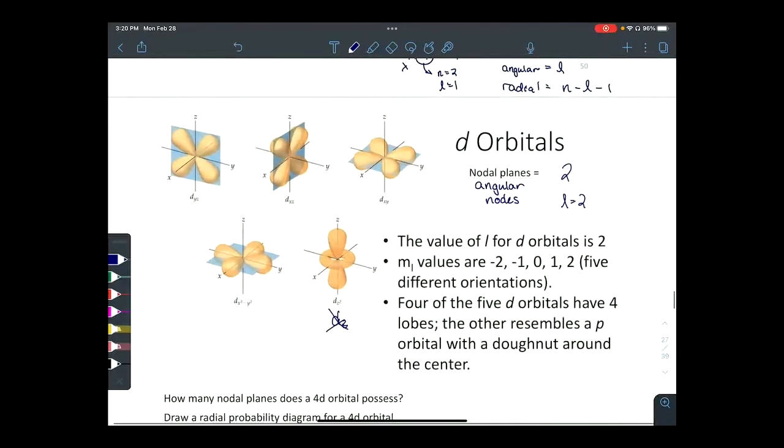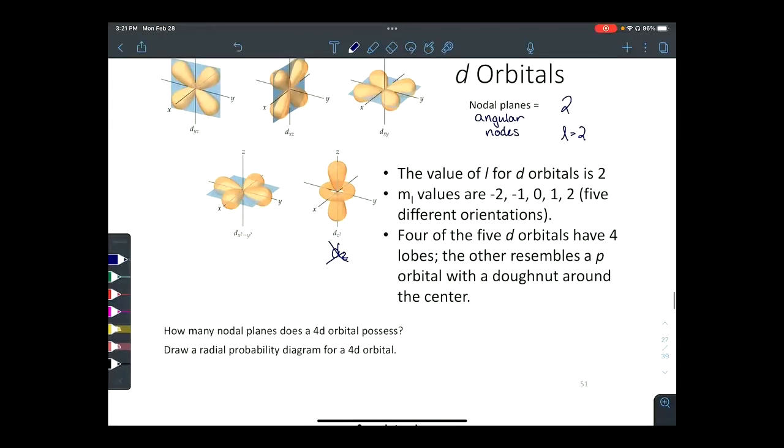All right, so 5 different orientations that we see there. Why are there 5 different orientations? Can you have an ML value of 5? Very good, yeah. So the possible ML values for an L of 2 are -2, -1, 0, +1, +2. So those are 5 possible ML values you can have, and they correspond to those 5 shapes. And that's how it is for all of these different shapes.